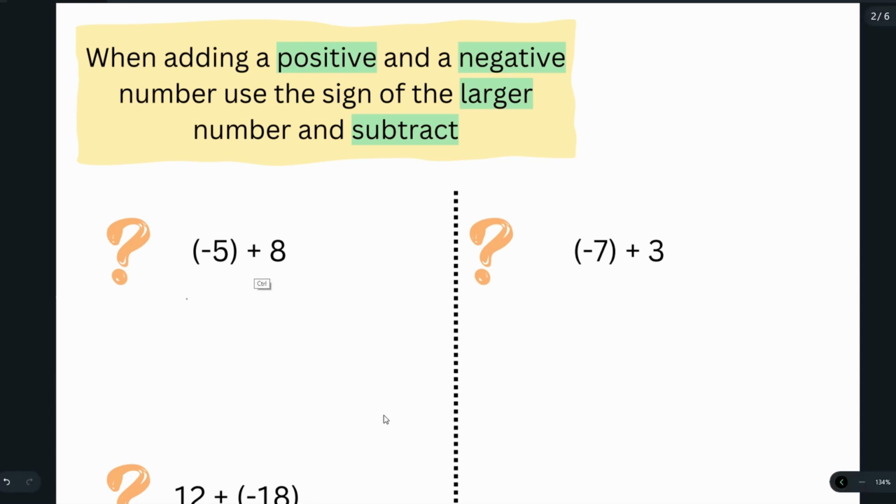So its sign is positive, so the answer will be positive. And then we're simply going to subtract. 8 minus 5 will give us 3. So the answer is positive 3.